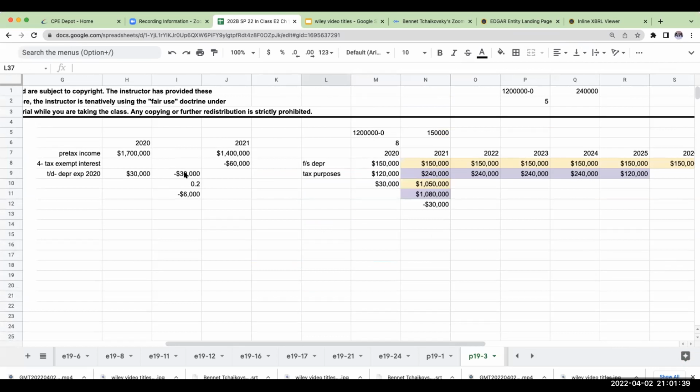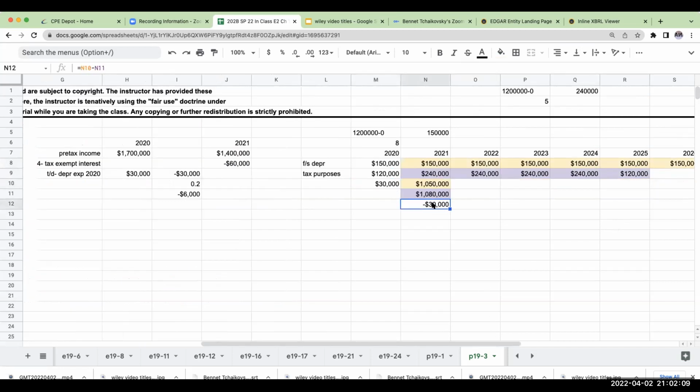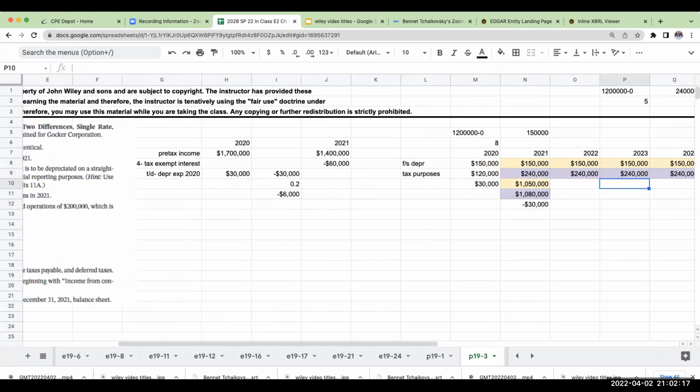So again, we're looking at 2020, and a very important thing is happening. As a result of what's going on over here, we are creating a deferred tax asset because I'm paying more, because I'm only able to deduct 120,000 for tax purposes. I deducted 150 for financial statement purposes. So this is creating a $30,000 temporary difference, which is going to reverse out in future periods. Okay, now we're ready to look at 2021.